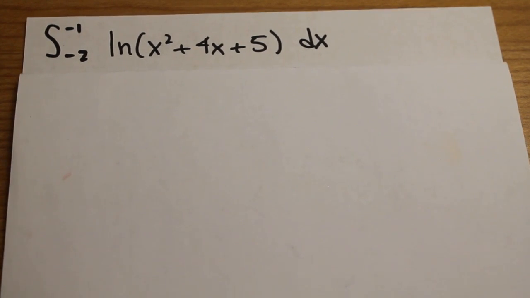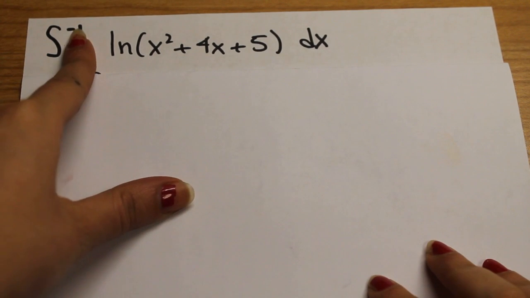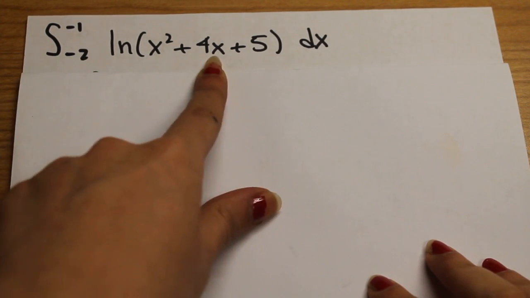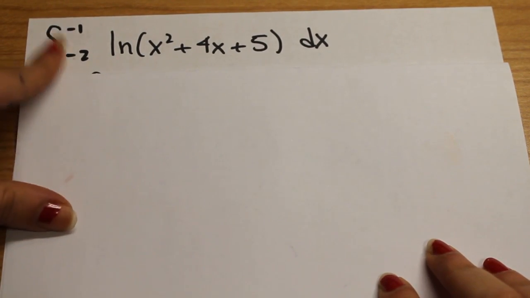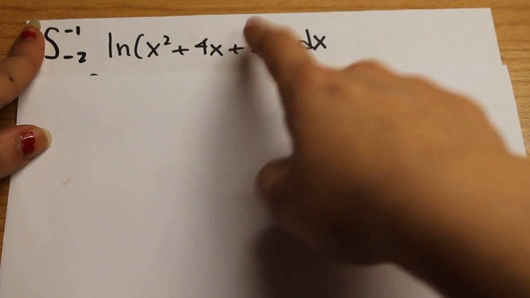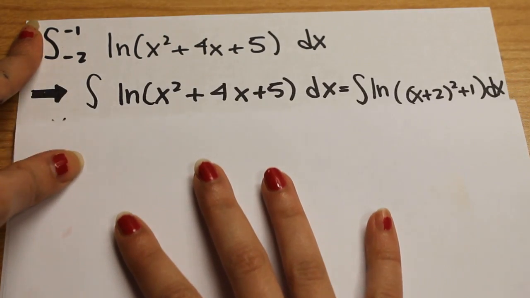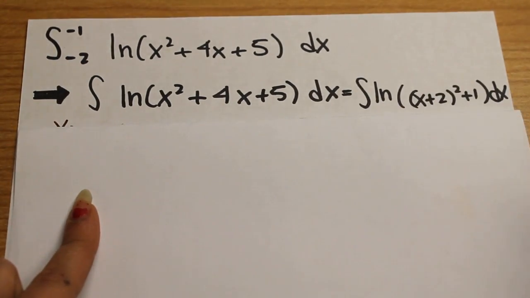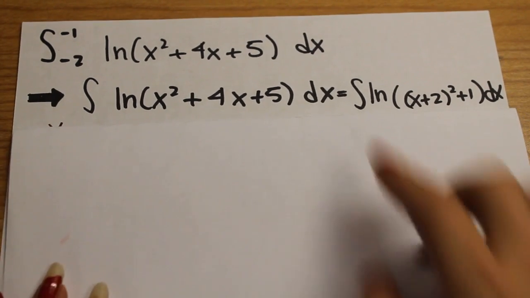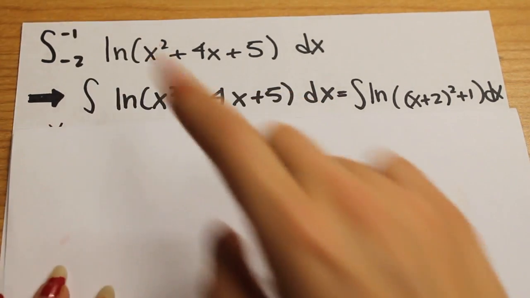Okay, so the second integral that I have to evaluate is the integral from -2 to -1 of ln of x squared plus 4x plus 5 dx. Now, I don't know about you, but I hate seeing these bounds. So because this requires a lot of steps, I'm going to pretend that these bounds don't exist for now, solve it as an unbounded integral, then go back and add the bounds. Because I don't want to keep putting -2 and -1 here.